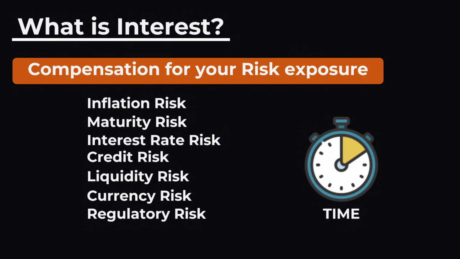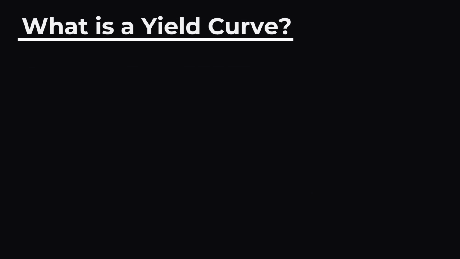Most of these risks increase with time. If you lend money for just 1 month, very little can go wrong. But over 10 years, many things can change: economic conditions, inflation, or even the stability of the borrower. That's why time is such a crucial factor. Now that we understand bonds, let's define the yield curve.